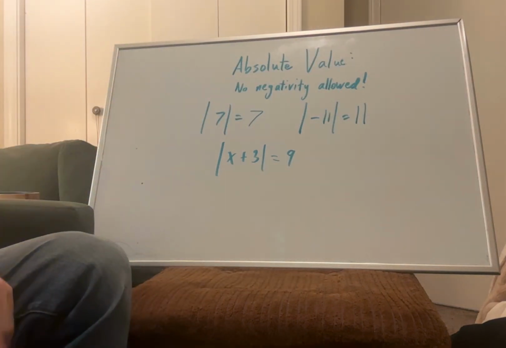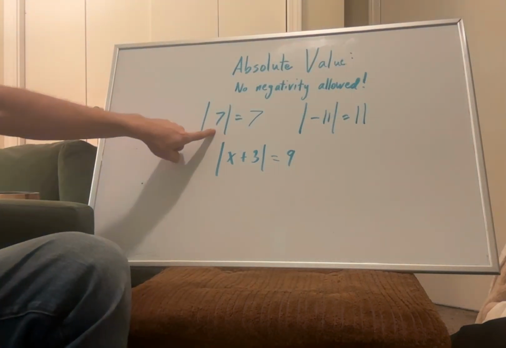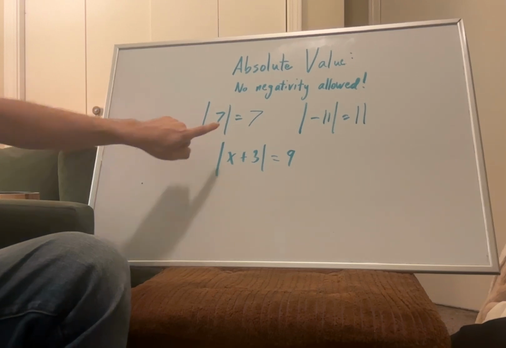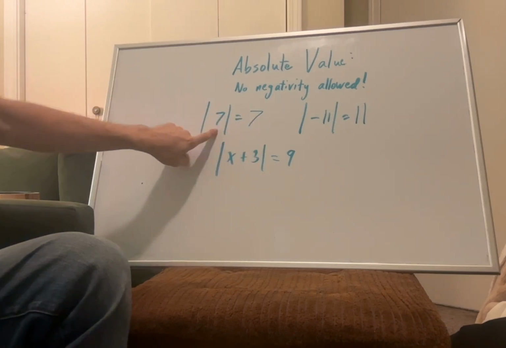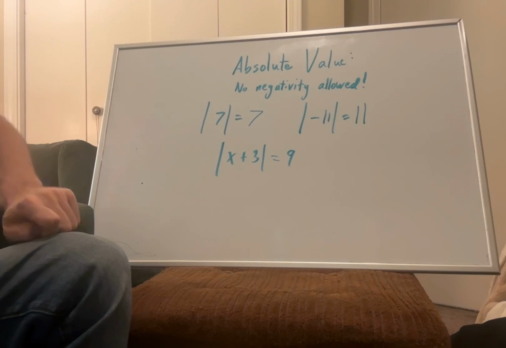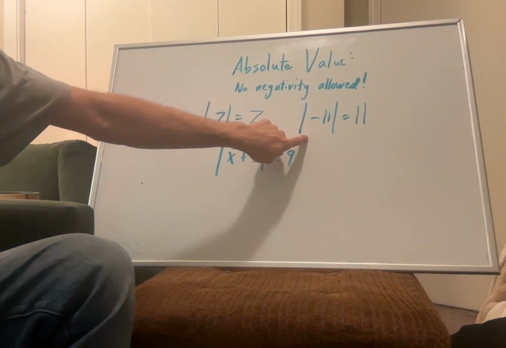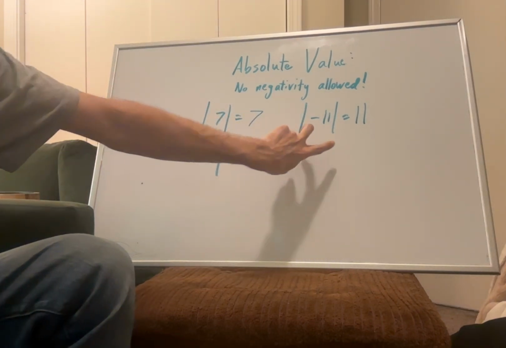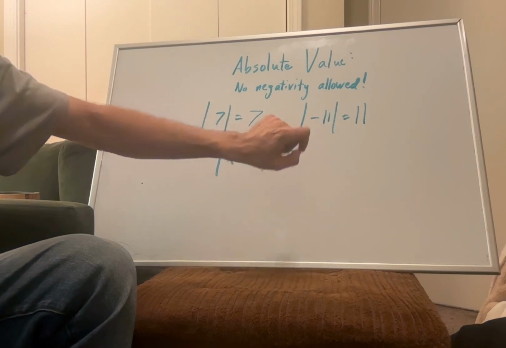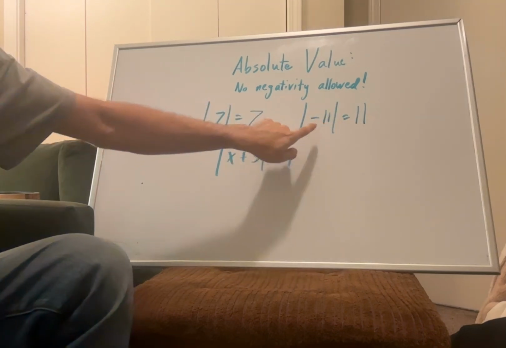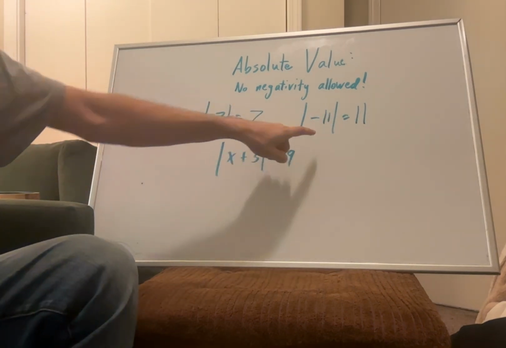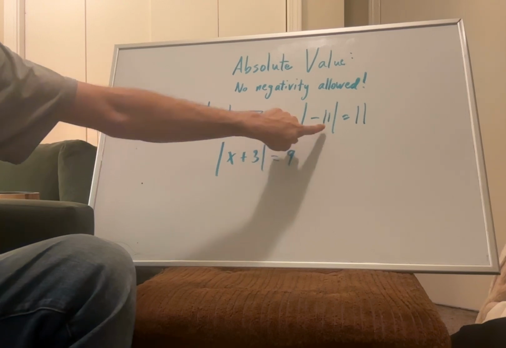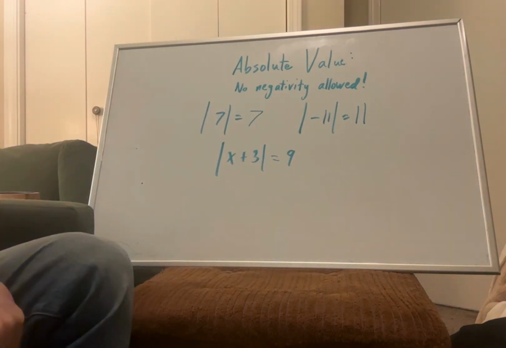So we have this nice rule with absolute value: if the number or value inside is already positive, then nothing happens. It maintains the same value. Whereas if the number or expression inside the absolute value symbols is negative, we just flip to the positive version of that number. Or you can think of it as multiplying what's inside by negative 1.